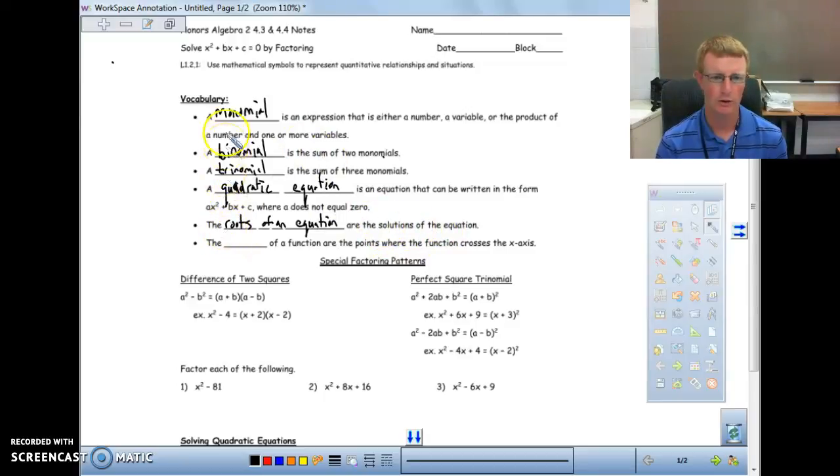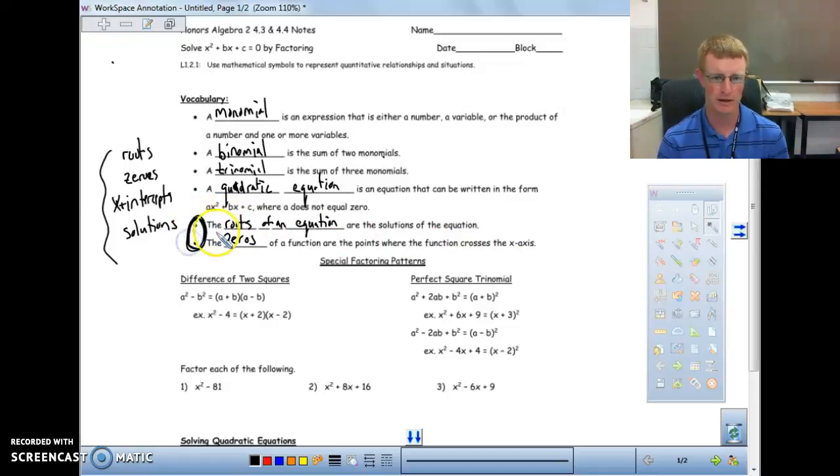So you will hear a lot of different terms, and you might want to jot these down. Roots, zeros, x-intercepts, and solutions. All four of these mean the exact same thing. Very important to know that. Roots are the solutions of a quadratic. Zeros are the solutions of a quadratic. X-intercepts are the solutions of a quadratic. Okay, and then the last thing, zeros. The zeros of a function are the points where the function crosses the x-axis. All of these are the same idea.